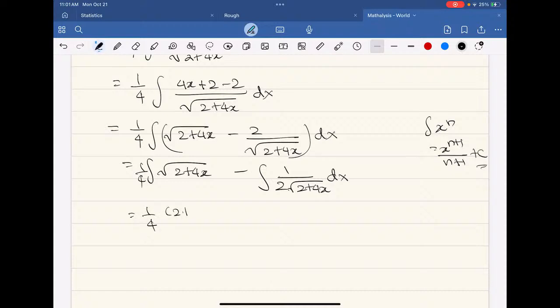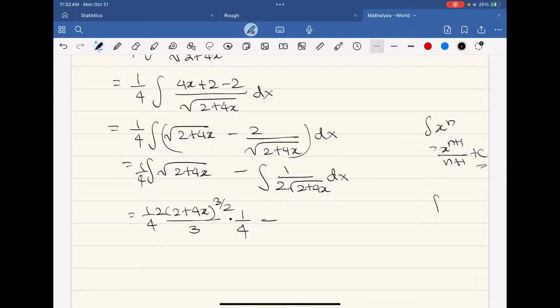This will be 2 plus 4x to the power 3 by 2 by 3 by 2, because initially the power is half over here, and also we need to divide by the coefficient of x, which is 4, minus over here.